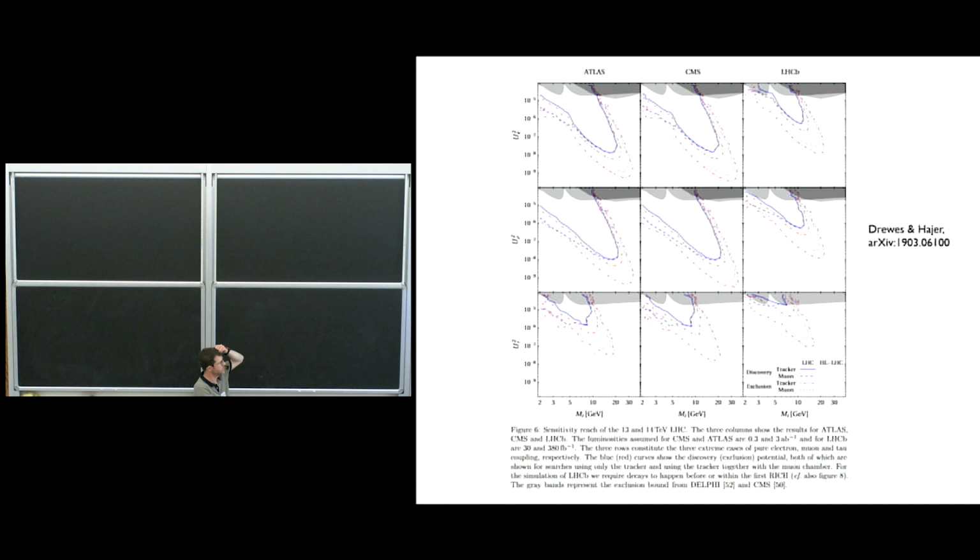Again, it illustrates the same point. That's some estimates of the limit that you can reach with displaced vertices.